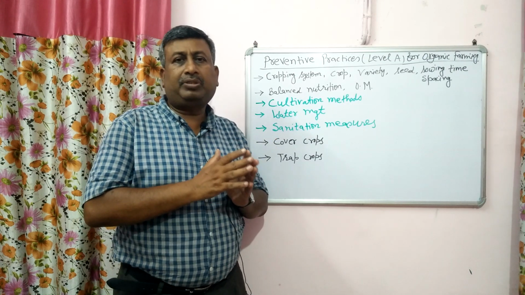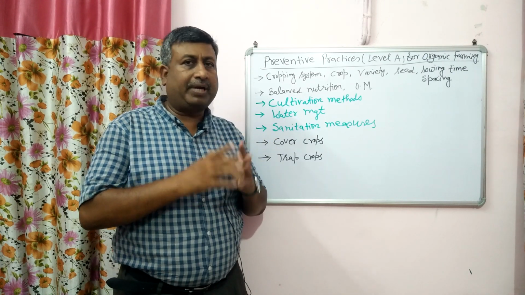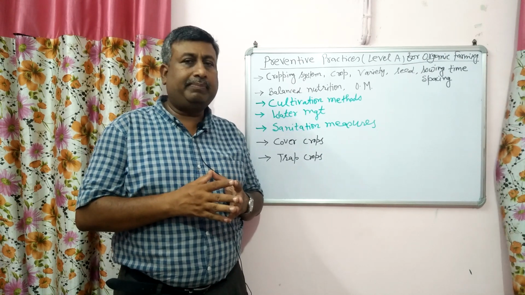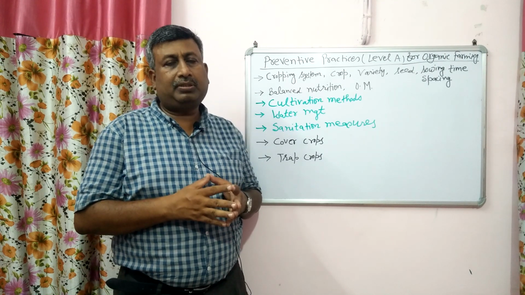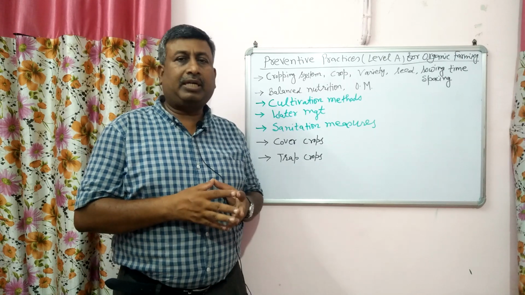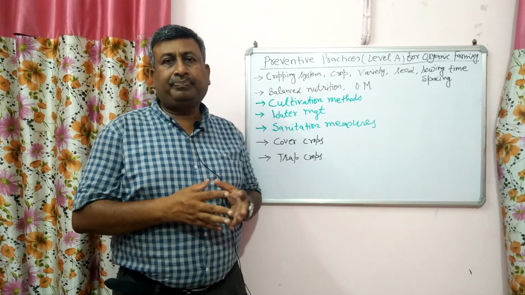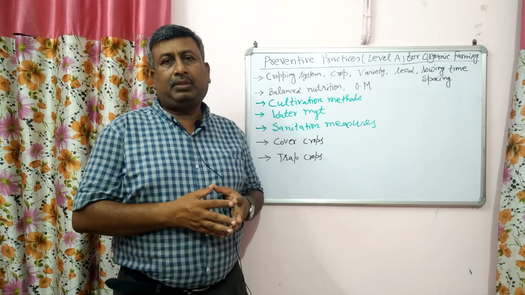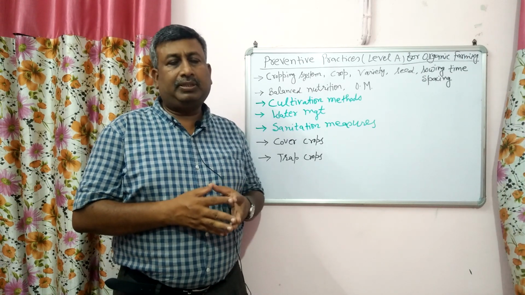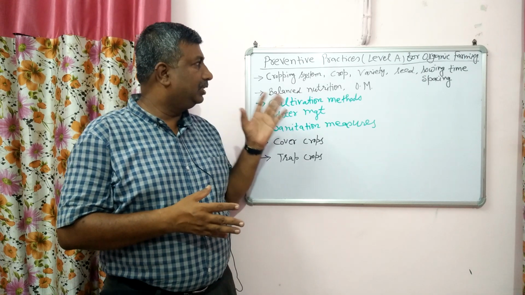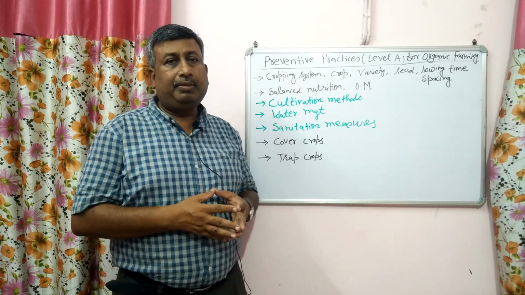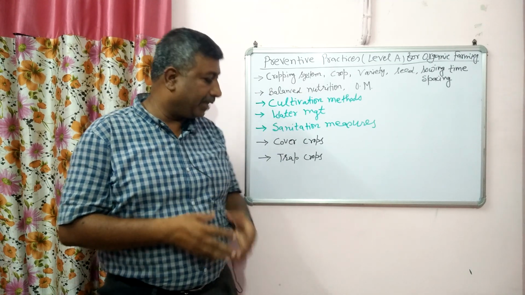So broadly there are three types of control practices. The first is preventive and cultural methods, known as level A. The second is physical or mechanical methods, level B, and the third is biological methods, level C. Here we will discuss level A. Preventive practices means cultural practices.